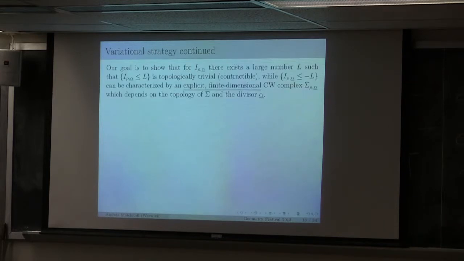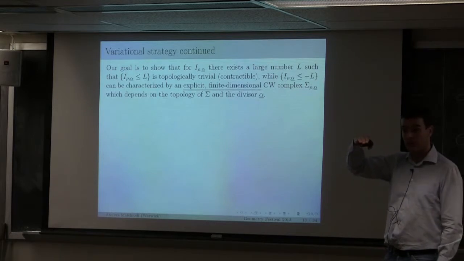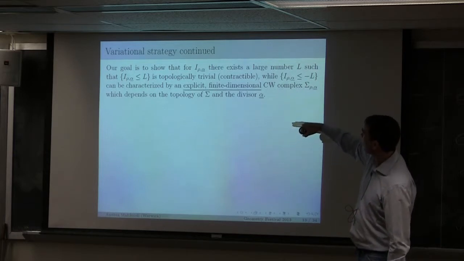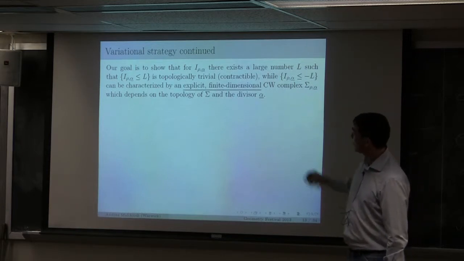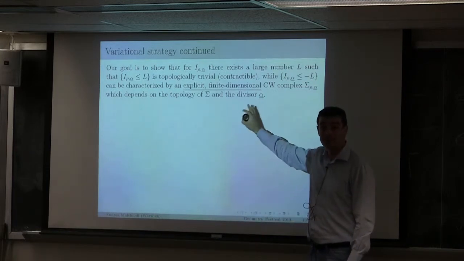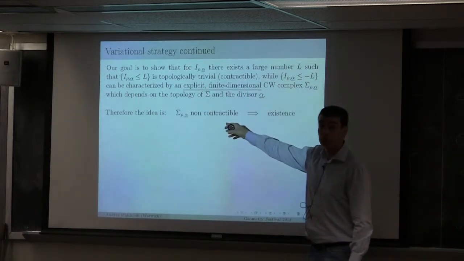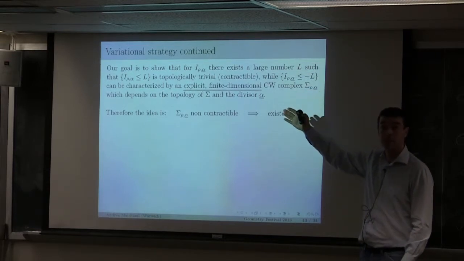I would like to apply this general strategy, which is more theory, to this functional, showing two properties. For this specific functional, high sublevels are topologically trivial, contractible, while low sublevels inherit topological structure from a finite dimensional CW complex, which I call sigma rho alpha, which depends on the topology of sigma and the divisor alpha. I will tell you exactly what this object is. The idea is to show that by the deformation lemma, if this object, which describes the topology of low sublevels, is non-contractible, then you should get existence, because high sublevels have a trivial topology.